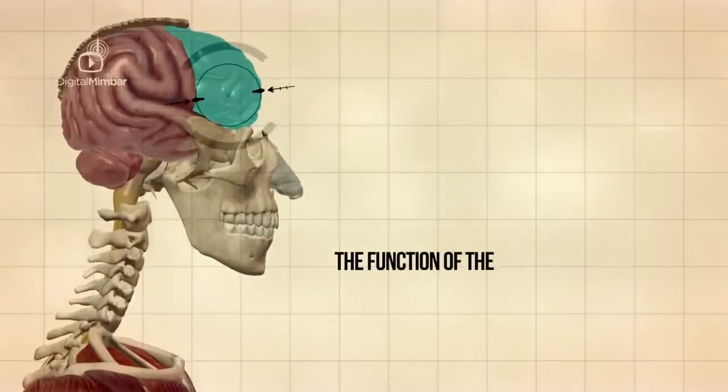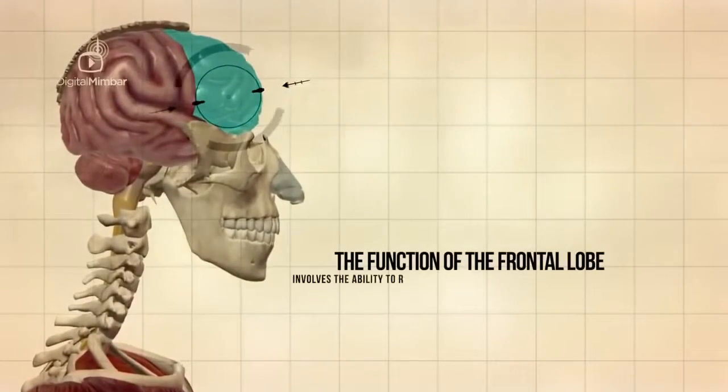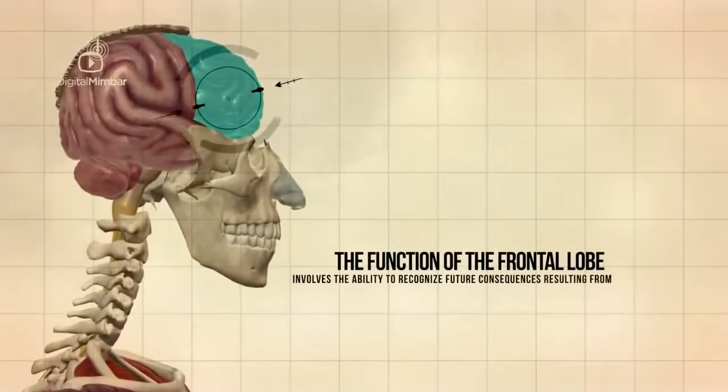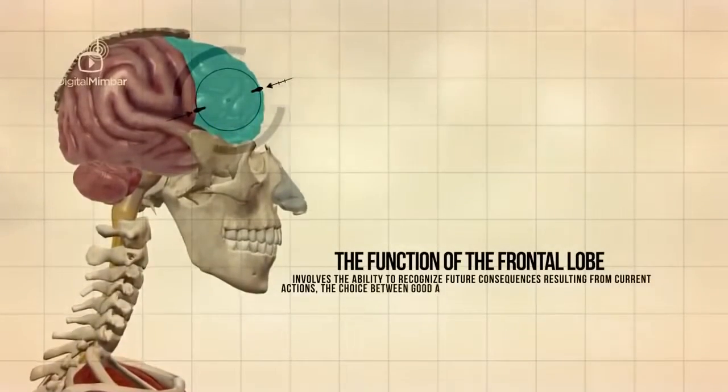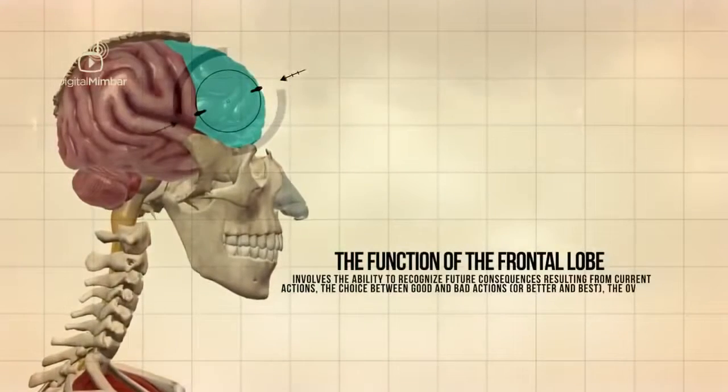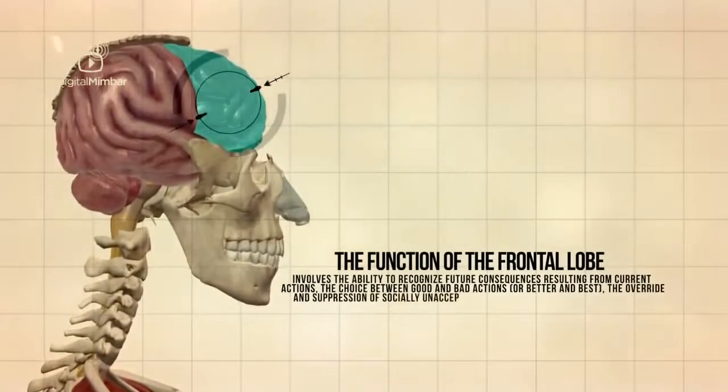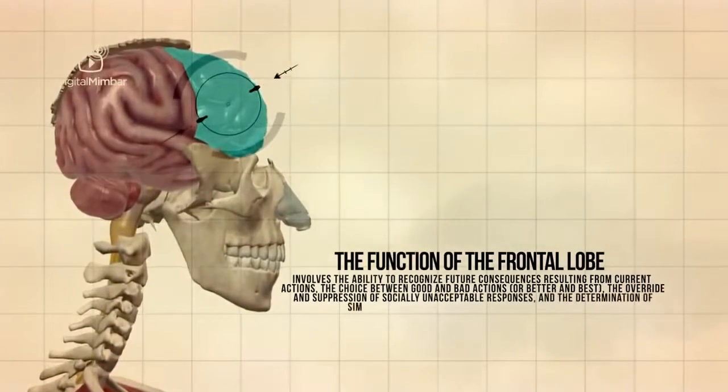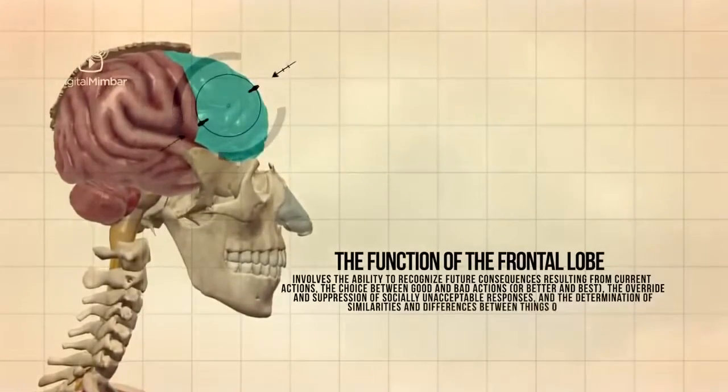The function of the frontal lobe involves the ability to recognize future consequences resulting from current actions, the choice between good and bad actions or better and best, the override and suppression of socially unacceptable responses, and the determination of similarities and differences between things or events.